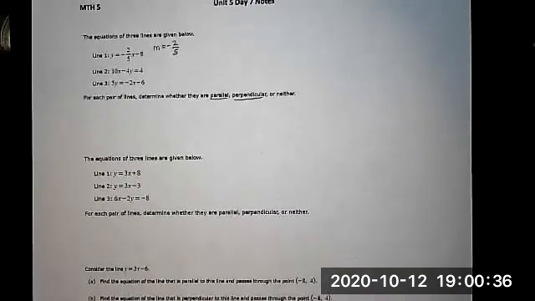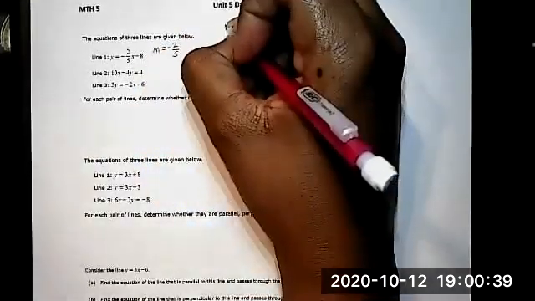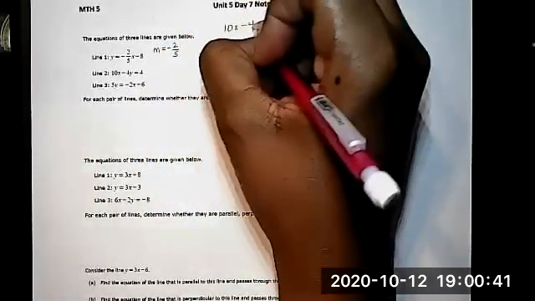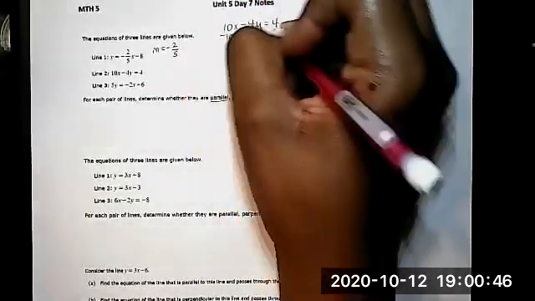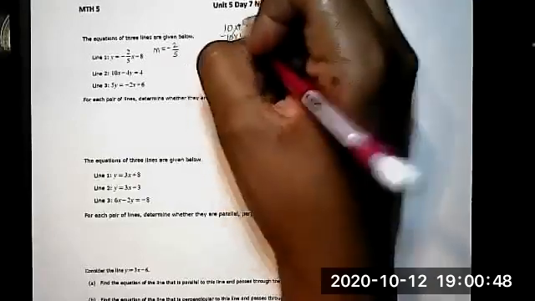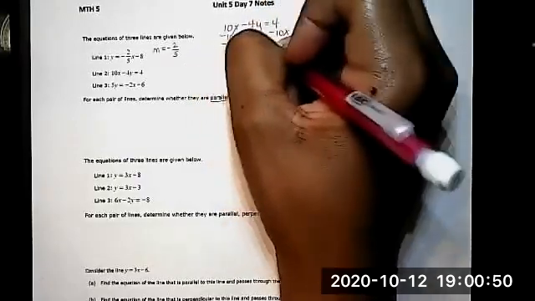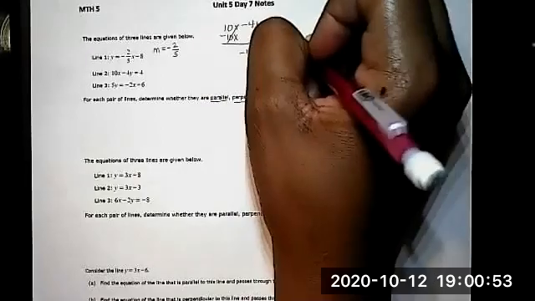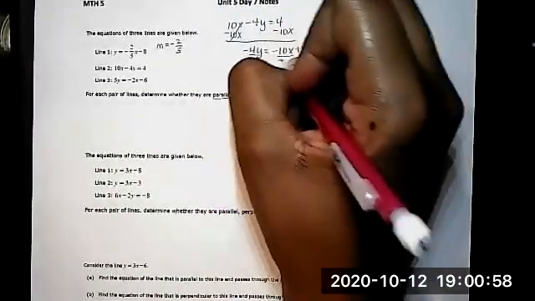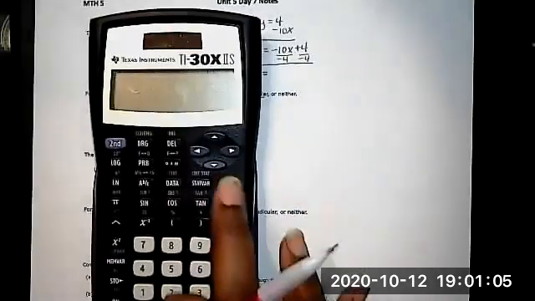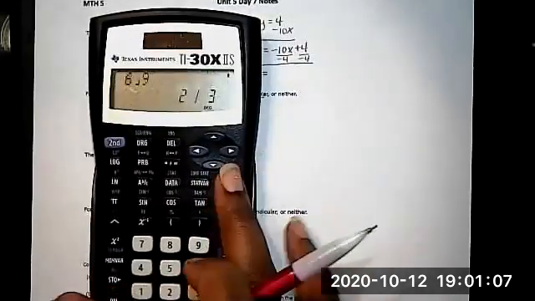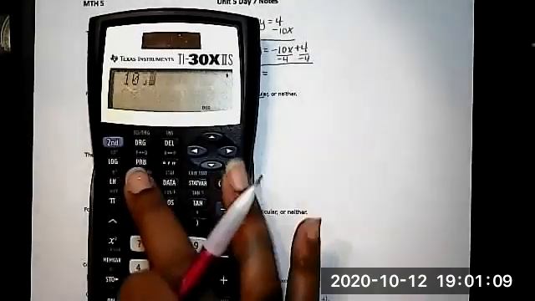So for line 2, it is 10x minus 4y equals 4. We need to solve for y. Subtract 10x from both sides. Okay, we have -4y equals -10x plus 4. And now we need to divide by -4. So y is going to be equal to -10 divided by -4. You know the answer is going to be positive. So we have 10 divided by 4.